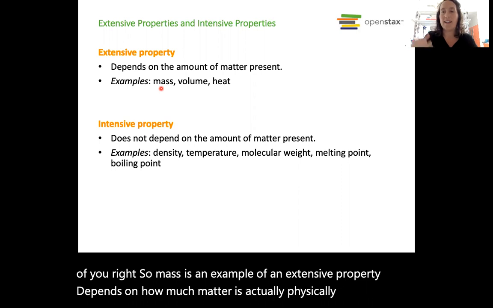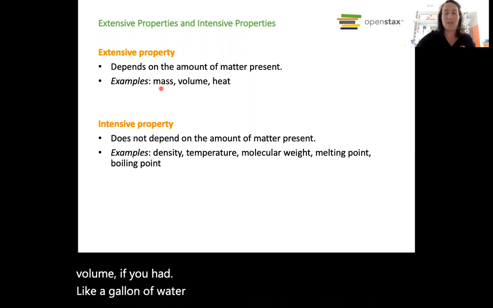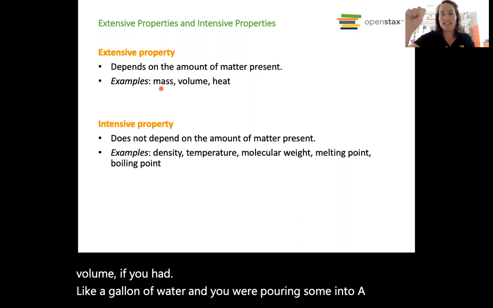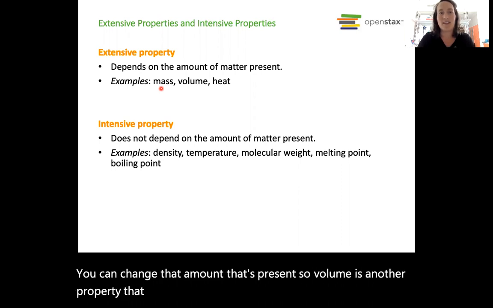Volume, if you had like a gallon of water and you were pouring some into a cup, right, you can change that amount that's present. So volume is another property that is extensive, which depends on the amount that's present.